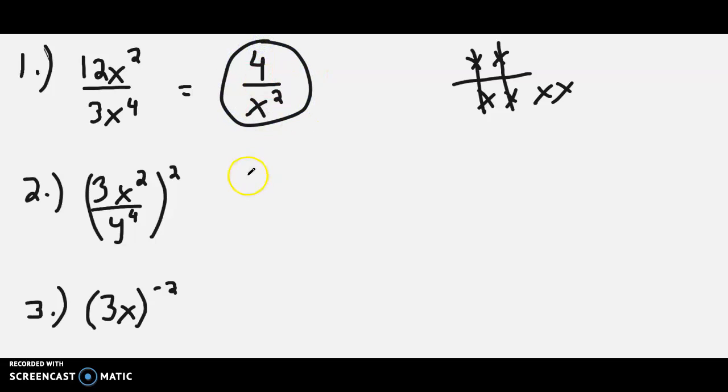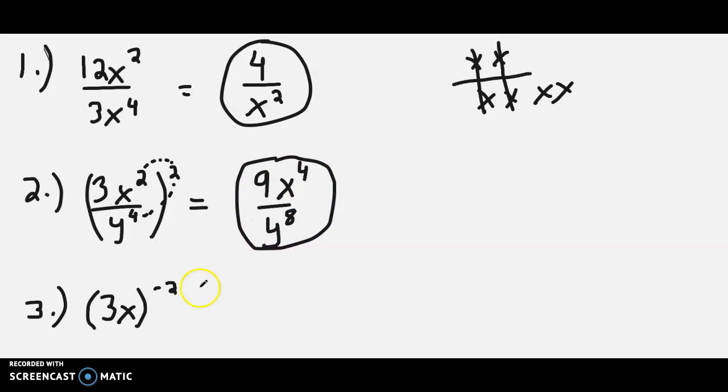So that's number 1. For number 2, everything gets squared. So we're simply going to have a 9x to the 4th, because x squared squared is x to the 4th. The exponents get multiplied here. The denominator will have y to the 8th. And that is all the way simplified.